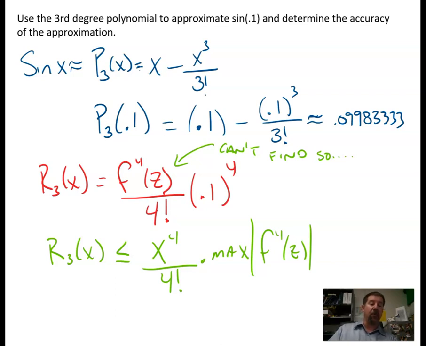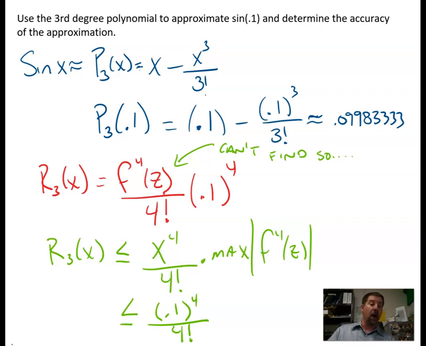My x to the fourth over 4 factorial, that's the next forgotten term, times that max derivative, right? So we're going to do 0.1 to the fourth over 4 factorial. Now the max derivative, in this case, I don't have to actually go find the fourth derivative of sine.